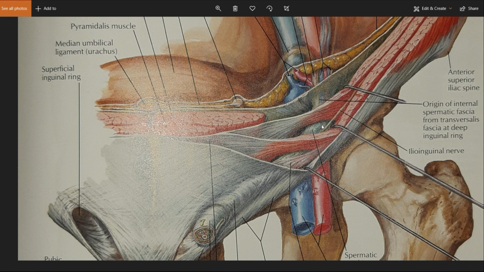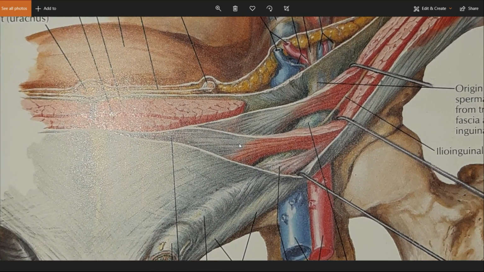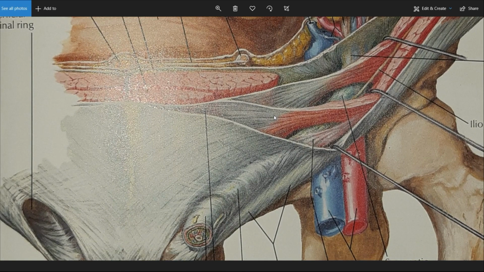Again, I draw your attention to a very important structure which we have not talked about as of yet. See, the more lateral that we go, the more diverging the internal oblique fibers and the transversus abdominis fibers become. Obviously, they should, because they are different muscles. So why should they converge? They should not converge. But medially, they do converge.